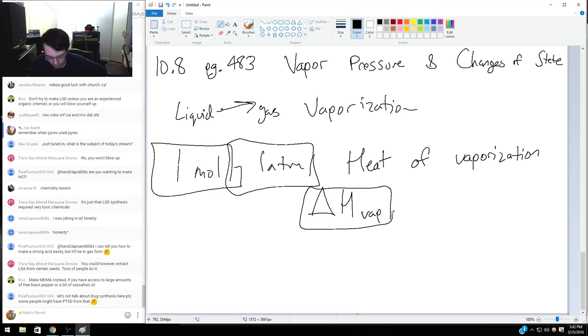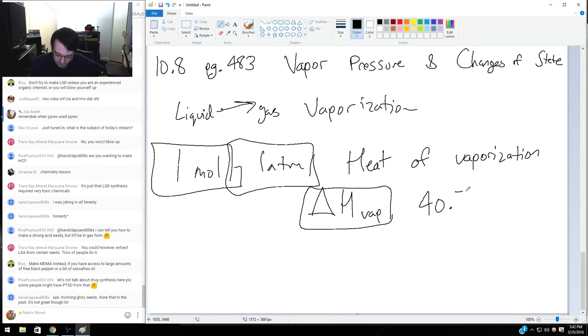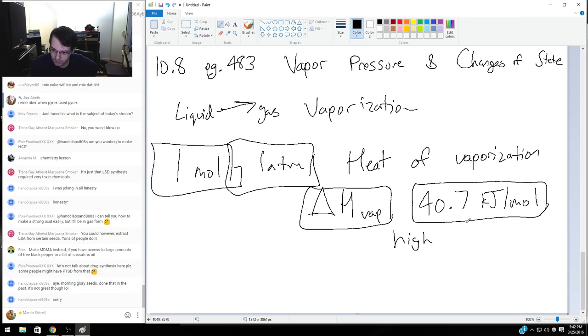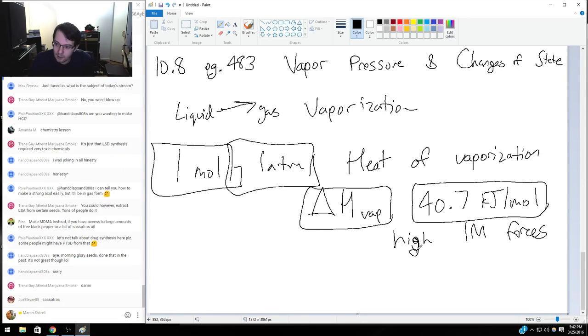And this is a different value for different things, as you can imagine, right? For water, it's very large relative to other ones, 40.7 kilojoules per mole. We did that in the introduction. And that's because of the high intermolecular forces, right? We learned about that. The hydrogen bonds create a high heat of vaporization.